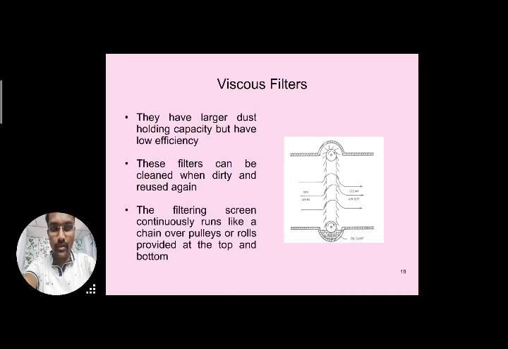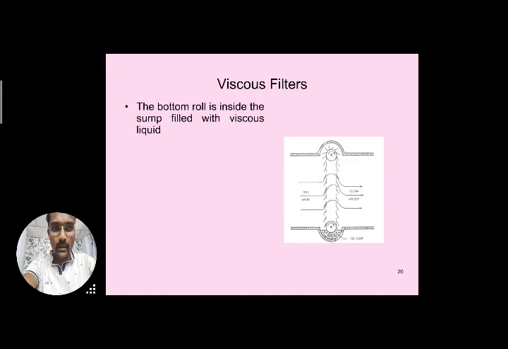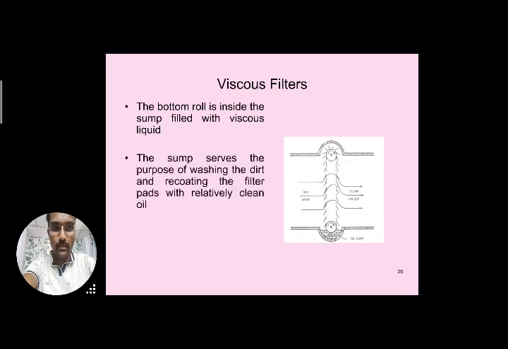So the filtering screen continuously runs like a chain over pulleys or rolls provided at the top and bottom. As I explained, pulleys and rollers are used here, and the bottom roll is inside the sump filled with the viscous liquid or oil. The sump serves the purpose of washing the dirt and recoating the filter pads with relatively clean oil. So every time fresh clean oil has to be used here. Why? Because the dust particles are dumping in this oil sump, so every time the pads have to be cleaned or dipped in neat and clean oil.